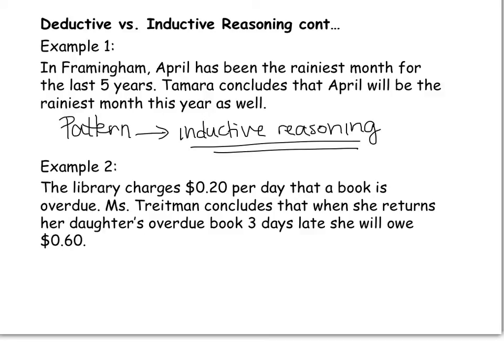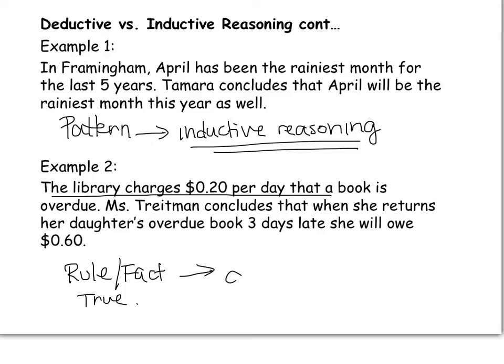In example 2, we have a library charging 20 cents a day every day that the book is overdue. Miss Treitman, that's me, concludes that when she returns her daughter's overdue book 3 days late, she will owe 60 cents. So when I'm making that conclusion, I'm basing it on a rule or a fact that I know to be true. So this is a known, true fact. I know that the library charges 20 cents a day when a book is overdue. Because I know that fact, my conclusion is based on that fact, and therefore I am using deductive reasoning.